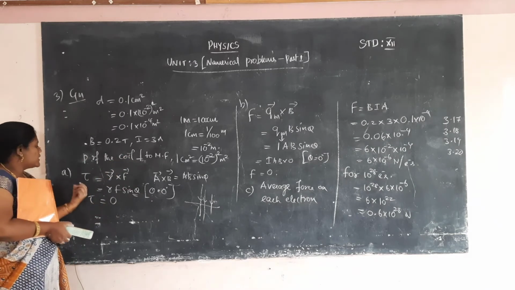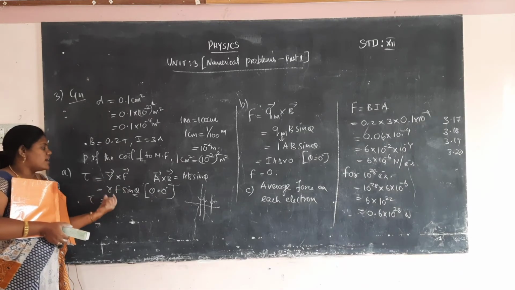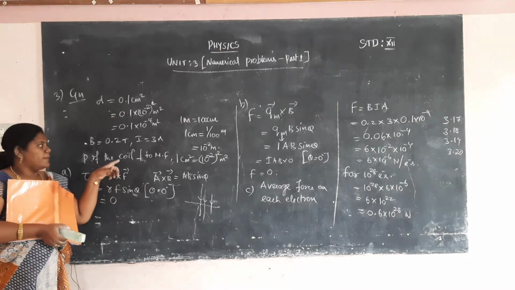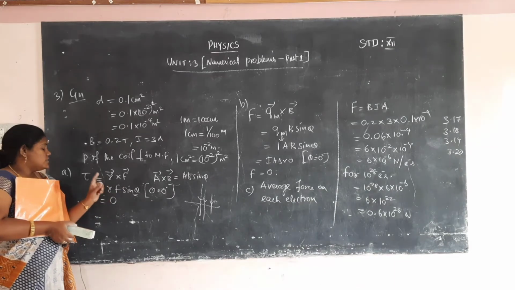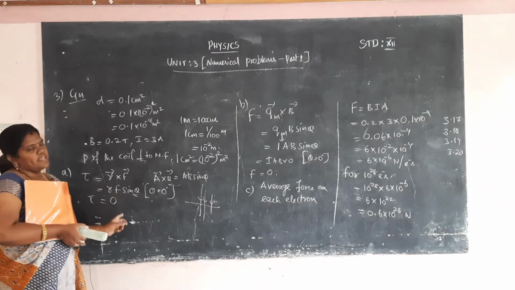So tau is equal to R cross F. R cross F means RF sin theta. Theta is considered as 0 because the plane is perpendicular to the magnetic field. So theta 0, cos 0 value is 1. Sorry, cos 0 value is 0. So automatically the torque acting on the coil is 0.